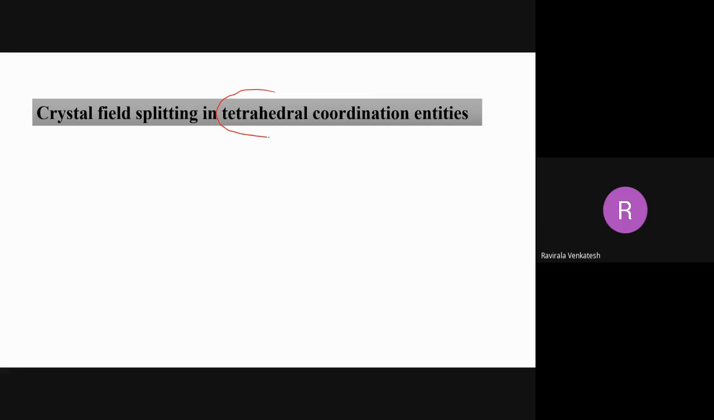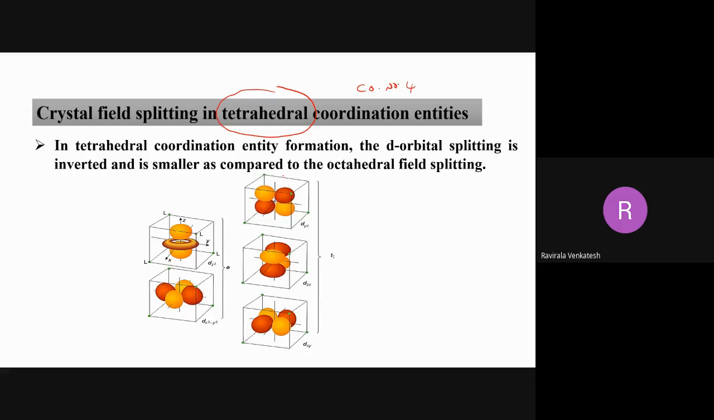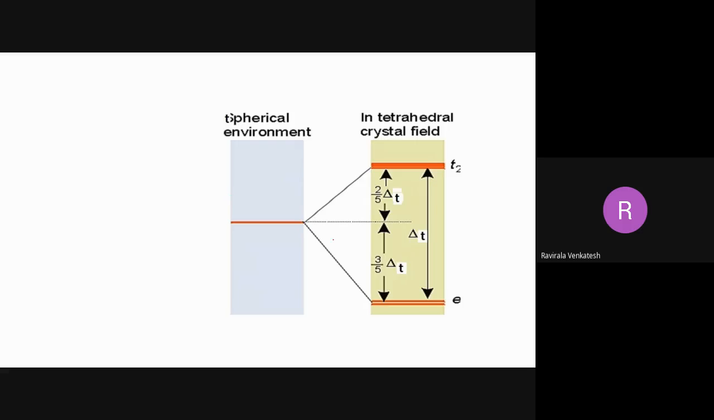Now let me take tetrahedral. Tetrahedral will get the reverse manner. If it is tetrahedral, that means coordination number is equal to 4. In that case, the splitting takes place in a reverse manner, inverted. Now T2g will undergo more splitting, and Eg will undergo less splitting.